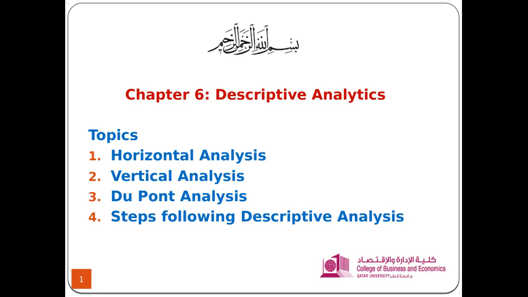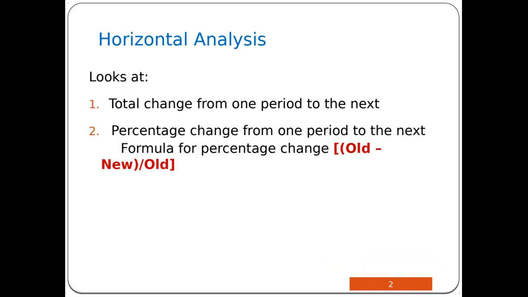So we're going to talk about four things today. The first one is horizontal analysis, which we did on a company in our last lecture. And we're going to discuss this a little bit. The second is we're going to discuss vertical analysis. And one of the data exercises we will do is a vertical analysis. The third thing we're going to talk about is the DuPont analysis. And the second data exercise we're going to do is on DuPont analysis. And then number 4, we're going to talk about some miscellaneous steps that follow the descriptive analysis.